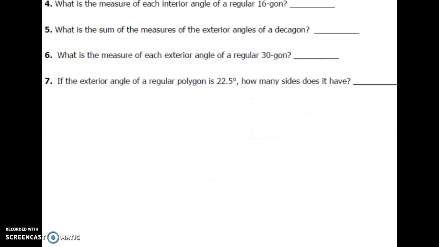Let's look at number 5. Number 5 says, what is the sum of the measures of the exterior angles? That's on your green sheet. The sum of the measures of the exterior angle. This one says decagon, but the answer is going to be the same for whatever polygon you choose to put on there. So our answer is simply 360 degrees.